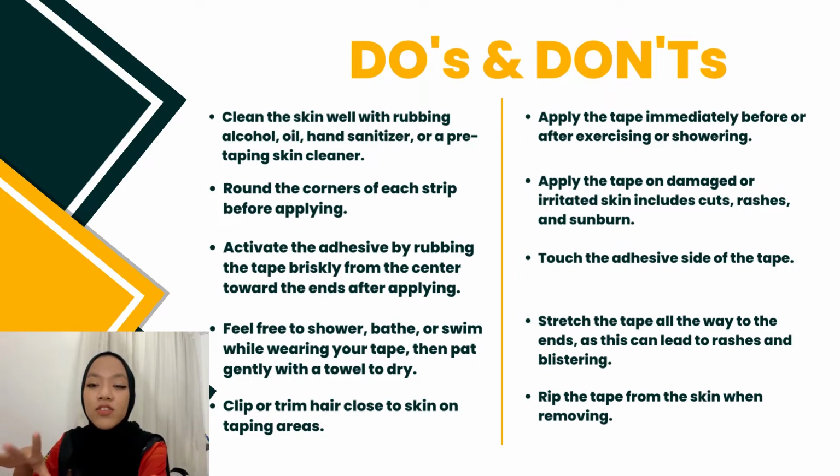Second, if you are using a kinesiology tape roll, you need to round every corner when cutting the tape so that the edge will not peel prematurely due to rubbing on clothing or other materials. Since the tape is made with an acrylic adhesive that is heat activated, you can activate it by rubbing the tape from the center toward the ends of each strip. You can use your bare hand for this, or you can rub the tape using the backing paper that you tear from the kinesiology tape. Remember, do not rub from the ends toward the center.